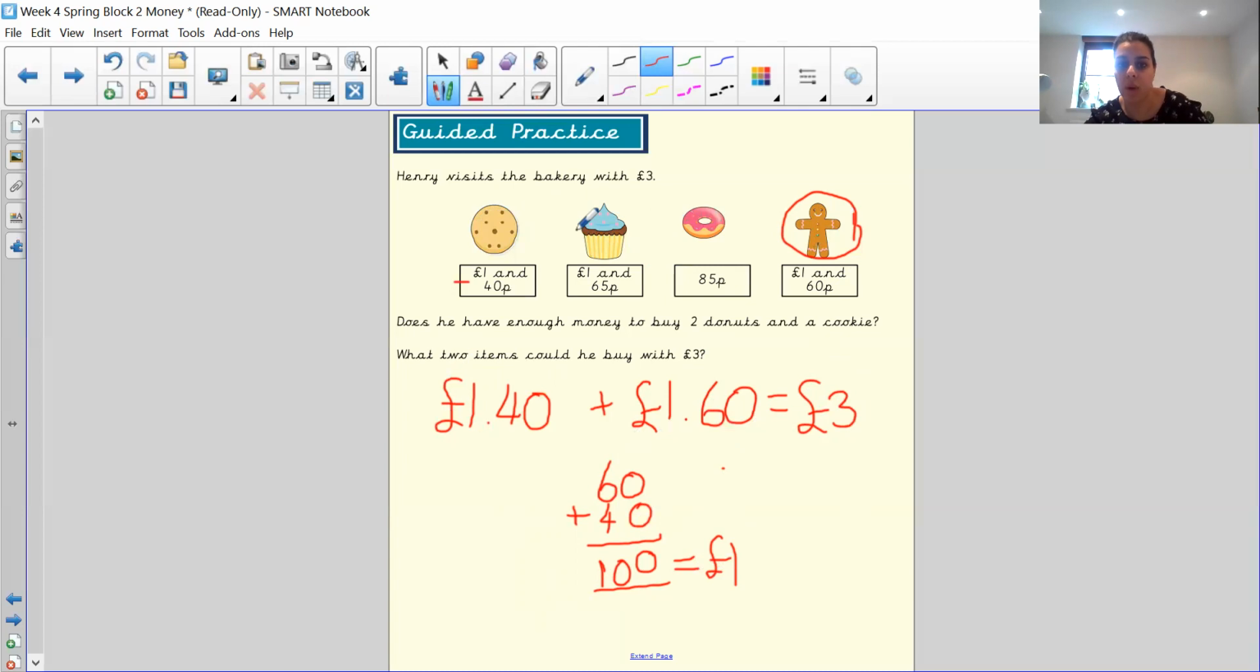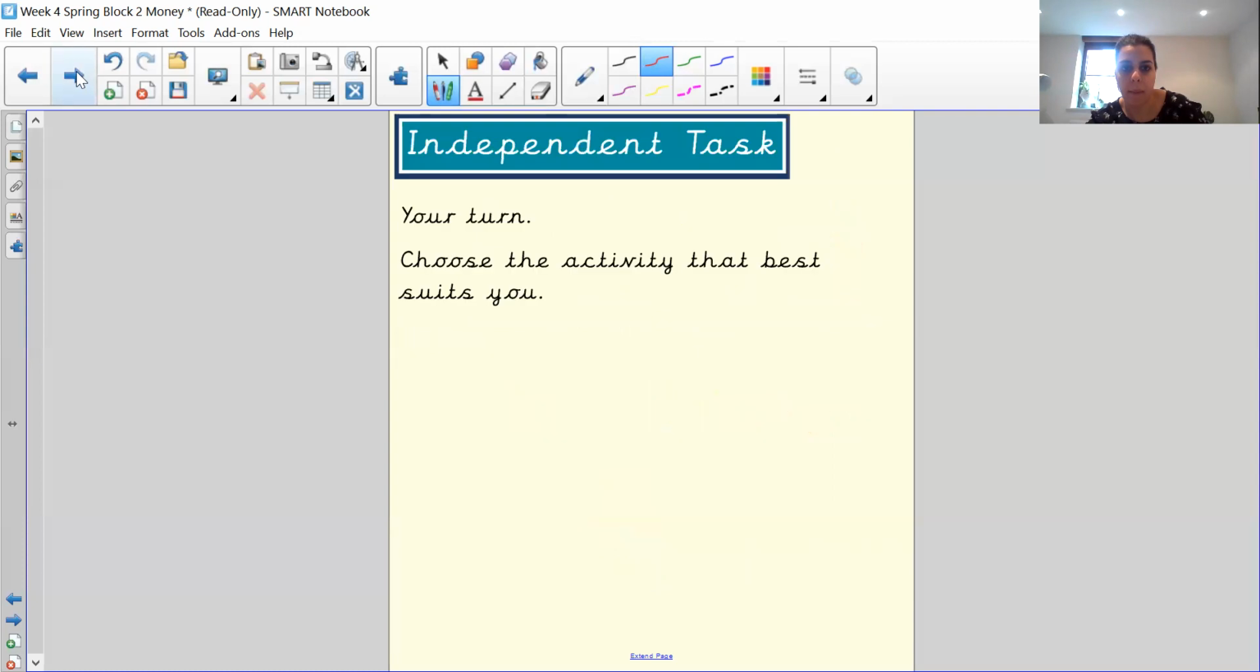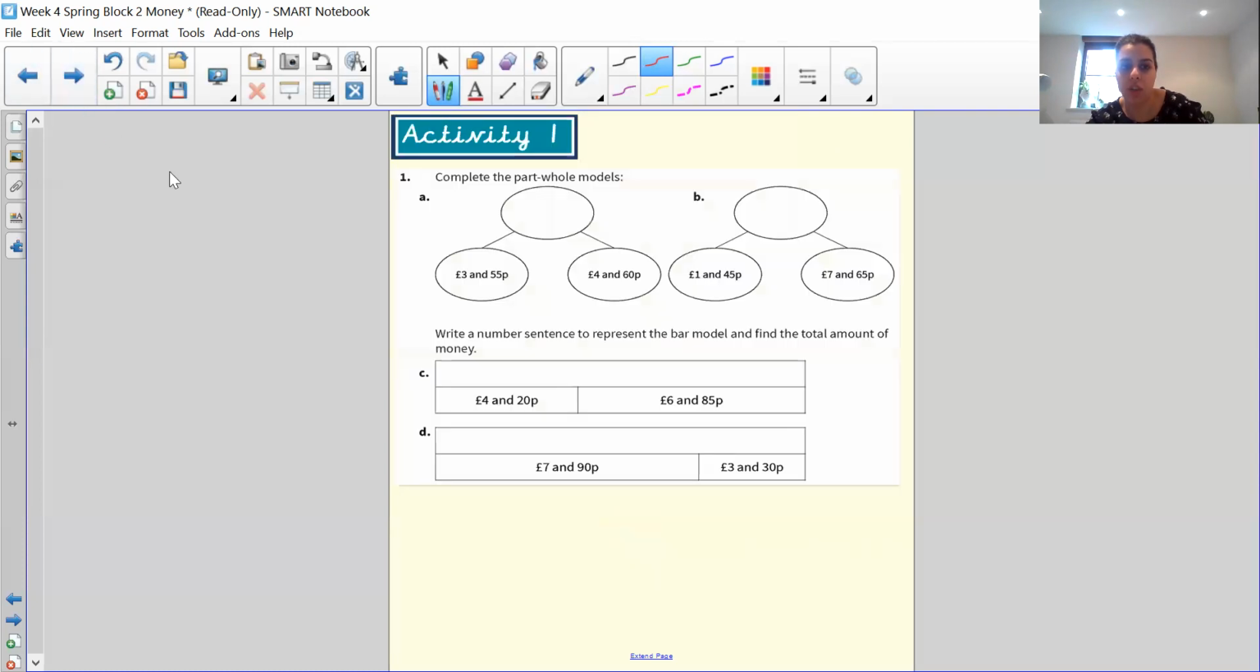Now, this might have taken you a while to work that out, and that's absolutely fine, but those two are the ones that make exactly £3. Okay, let's keep going. So your independent task today. Choose the activity that best suits you, and there is a challenge at the end.